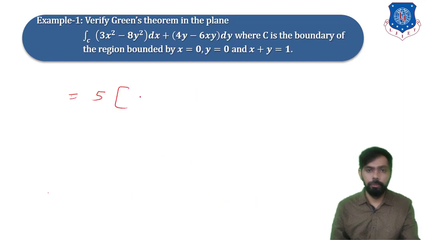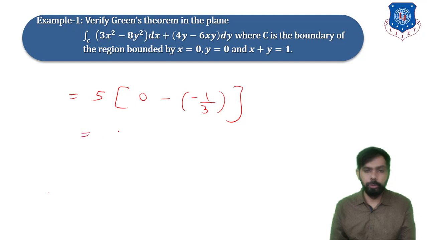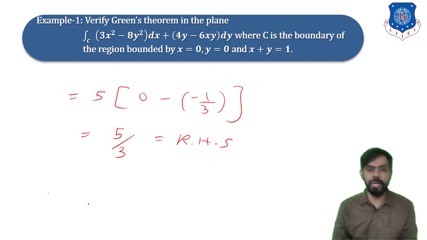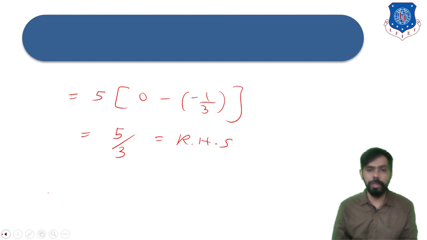Okay, so this will be 5 into 0 minus 1 by 3. So this will become 5 into 1 by 3, so the answer will be 5 by 3. So this is the right hand side of Green's theorem. So we can see that the left hand side of Green's theorem is also 5 divided by 3.